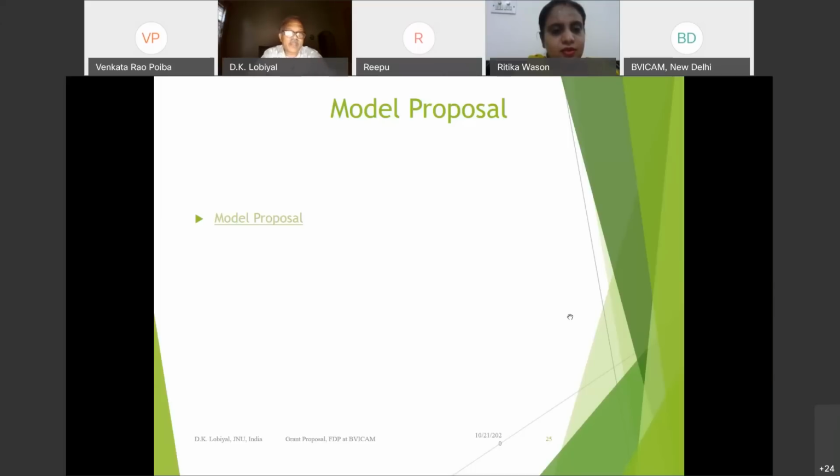Sorry to interrupt. I think you have shifted to a different document which is not visible. Okay, अच्छा मैं अभी... You will have to share it again. Okay.